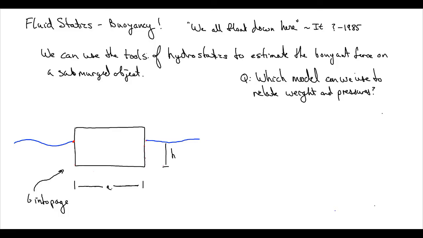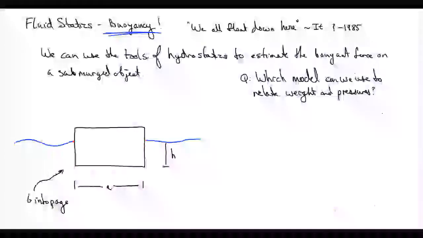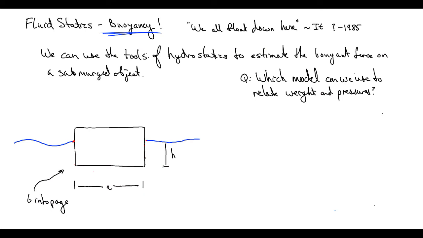Okay, so we're going to move on from manometers to something that is useful. Buoyancy. Buoyancy is just estimating the buoyant force on a submerged object. And the buoyant force is the force trying to push an object out of a fluid, right? This is super useful for calculating whether or not a boat will sink, for example.